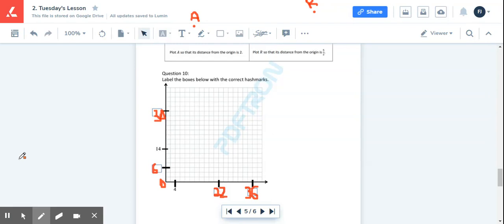Today's math secret code is RAIN. R-A-I-N, RAIN, all lowercase letters.